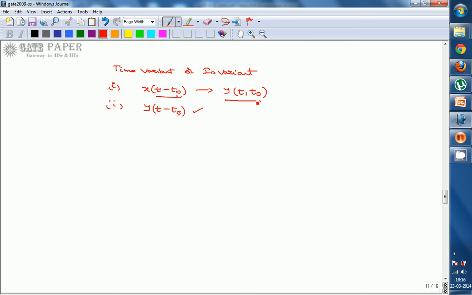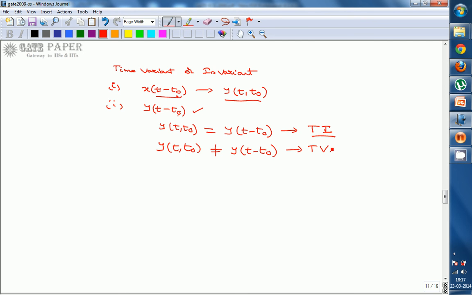So if the output obtained for the shifted input signal, that is y of t comma t naught, is equal to y of t minus t naught, then we can say the system is time invariant, that is, the system does not vary with respect to time. If the system varies with respect to time, that is y of t comma t naught is not equal to y of t minus t naught, then we call it a time variant system. Now we need to check this condition.